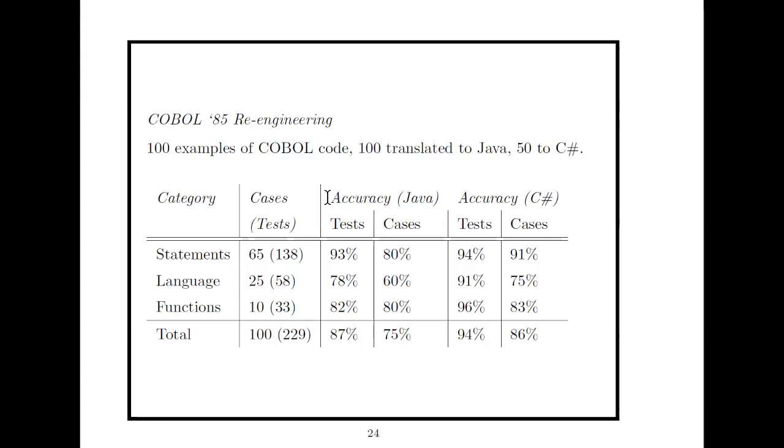For example, in Java, 93 of 138 cases have passed the test, while in C#, 94 have passed the test. For the languages, 78 and 91 respectively have passed the test. And 82 of the functions in Java have passed the test, while in C#, 96. You can see there is quite an improvement in the accuracy of C# compared to Java. That's because Java has been implemented first and then C#. So this is the second iteration, which has improved the accuracy for C#.